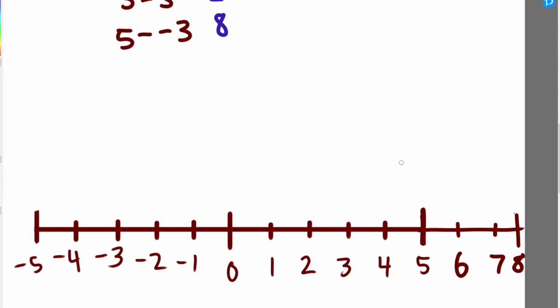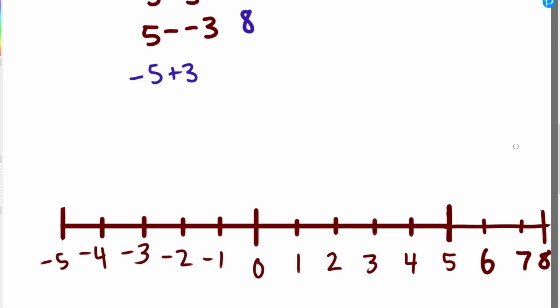When you have something like negative 5 plus 3, that's the very same thing as saying we start at negative 5 and we're adding 3. So we're going to the right. 1, 2, 3. Now we're at negative 2.